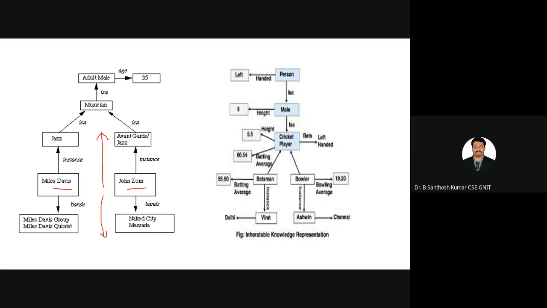But here, the bowler is Ashwin and the batsman is Virat. Virat has some properties: Virat belongs to Delhi and Ashwin belongs to Chennai. This kind of representation is called inheritable knowledge representation. Or, if you take the cricket player, this is a general property. The cricket player is male, his height is approximately 6, and male is a person. Like that we are categorizing. This information is called inheritable knowledge representation.